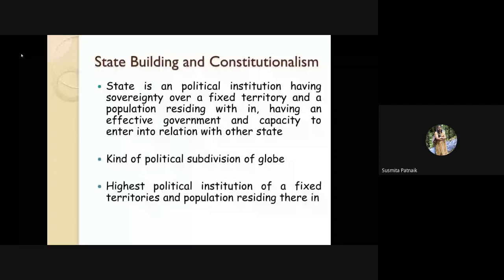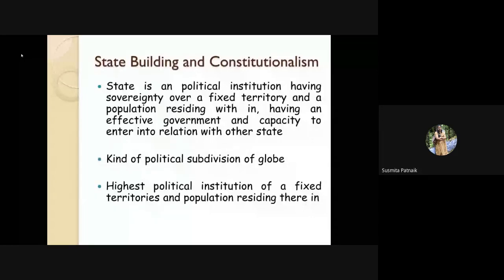So the state should possess six or seven characteristics. One is that it should have a good political system. It should possess sovereignty, the supreme power over the associations and the people residing within the territory. Third, the state should have not a minimum population but an average population residing within it. And the fifth one is that it should possess a good government, and the state should have the capacity to enter into relationships with others.